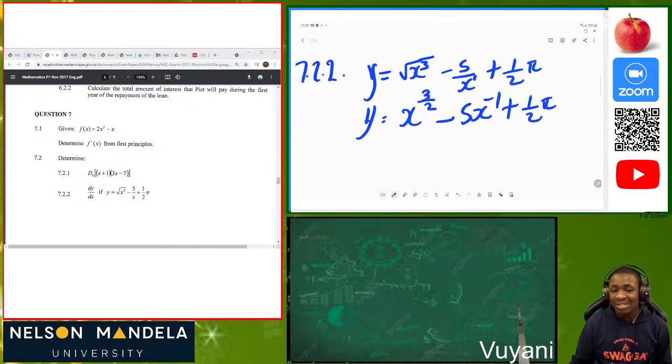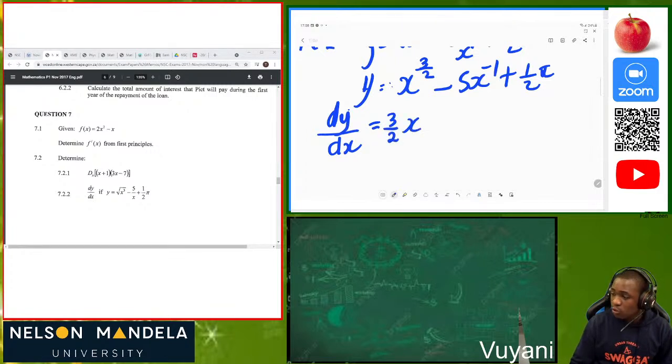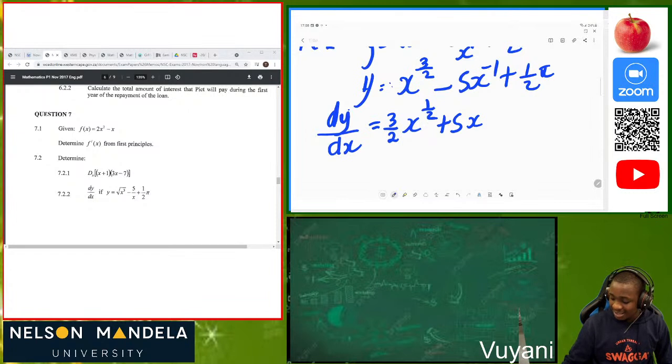1 over 2 pi is a constant, guys, because pi is 3.14. So 1 over 2 times 3.14 is a constant, and we already know that the derivative of 1 over 2 pi is 0. Now we want to determine the derivative. Since we're given y, we write it in the notation dy over dx. By the power rule, 3 over 2 times x, then 3 over 2 minus 1 is 1 over 2. Then negative 1 times negative 5 is positive 5, then x, and negative 1 minus 1 is negative 2. Then for the constant, we have 0.